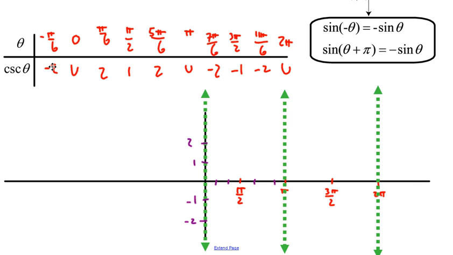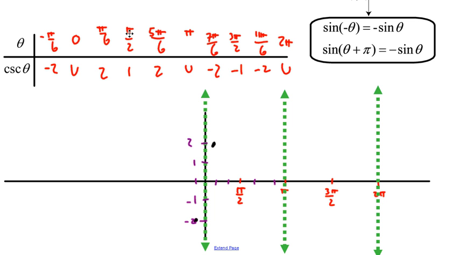All right, so let's go to the point negative pi over 6, which is then going to be right here, negative pi over 6, negative 2. So I'm going to go right here, negative 2. So I'm going to put a dot right there. And maybe I'll change my color so it could be a little more distinguishable. Okay, 0, so there's nothing there. Pi over 6, 2. So pi over 6, 2.